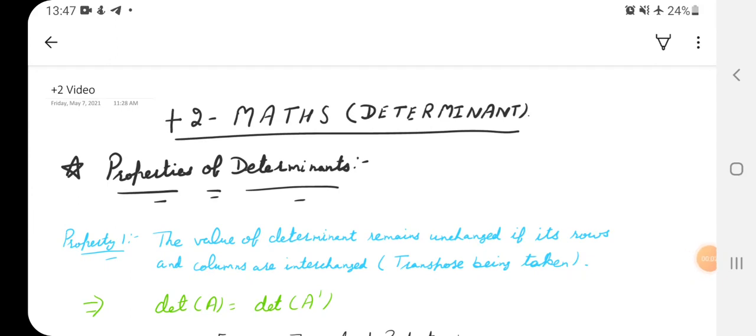Good evening, students. Today we are going to discuss the further determinants chapter. Further, our topic is properties of determinants. So first of all, today we are going to discuss the properties of determinants, right?